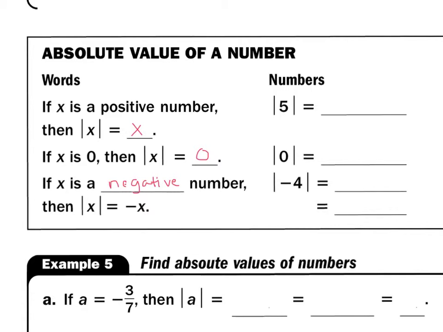So the absolute value of 5 is just simply 5. The absolute value of 0 is simply 0. The absolute value of negative 4 is the opposite of negative 4, or just simply a positive 4.